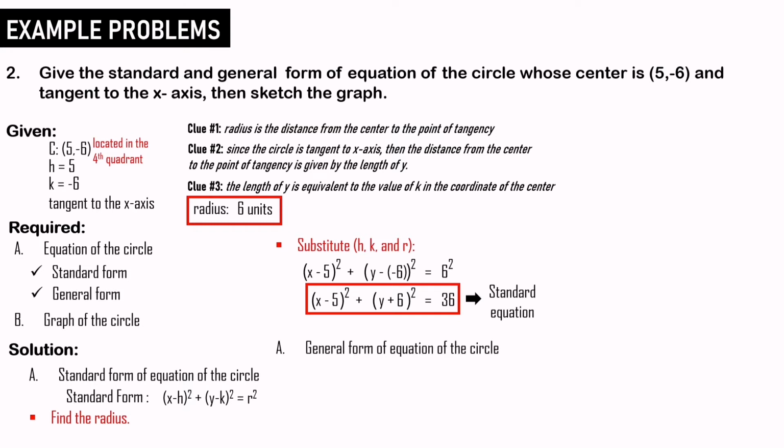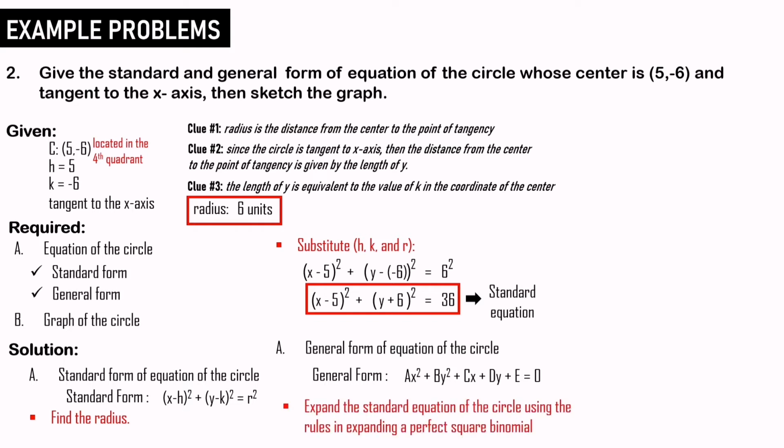Next is the general form of equation of the circle. Ang general form kay ax squared plus by squared plus cx plus dy plus e is equal to 0. So, atong i-expand ang standard equation using the rules in expanding a perfect square binomial. So, sa previous tutorial na ako atong sa derivation sa equation sa circle, na-mention na ako ni siya.